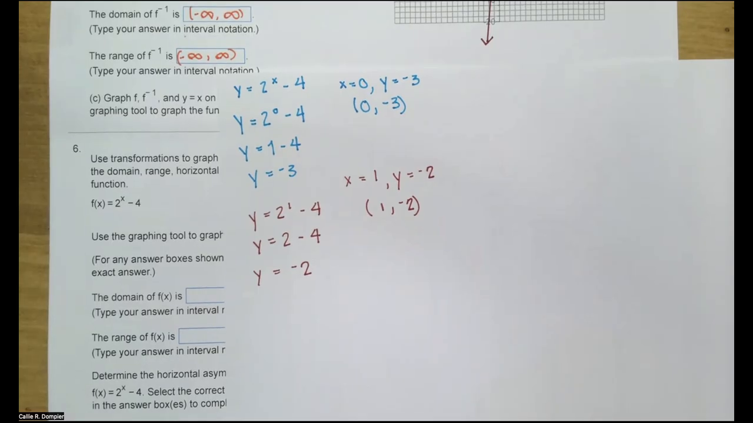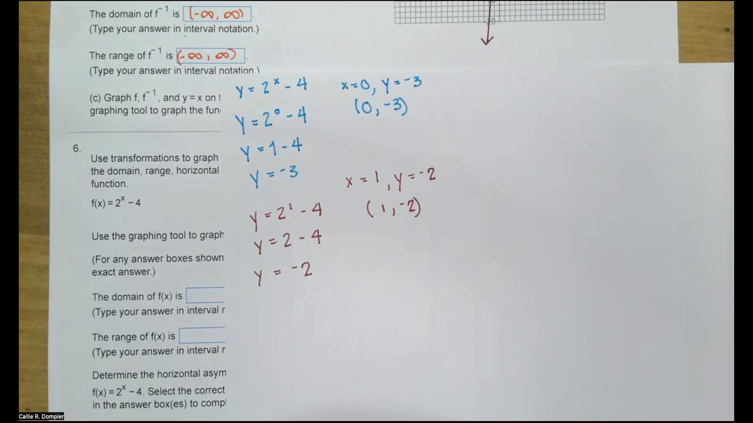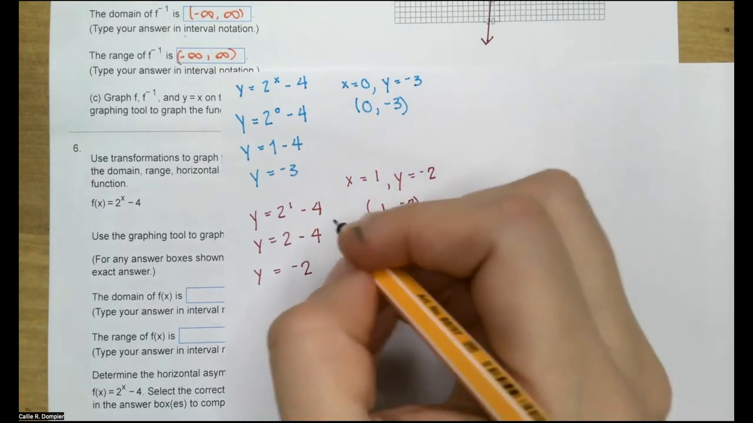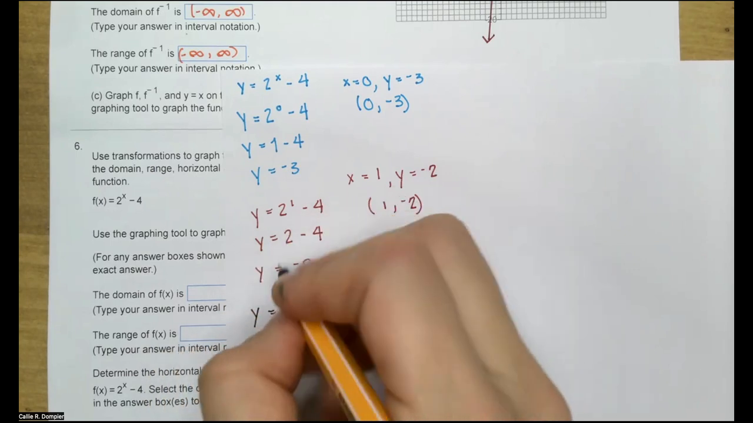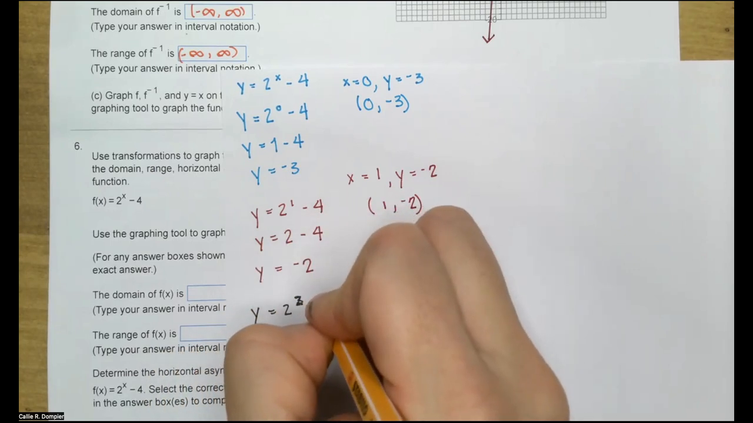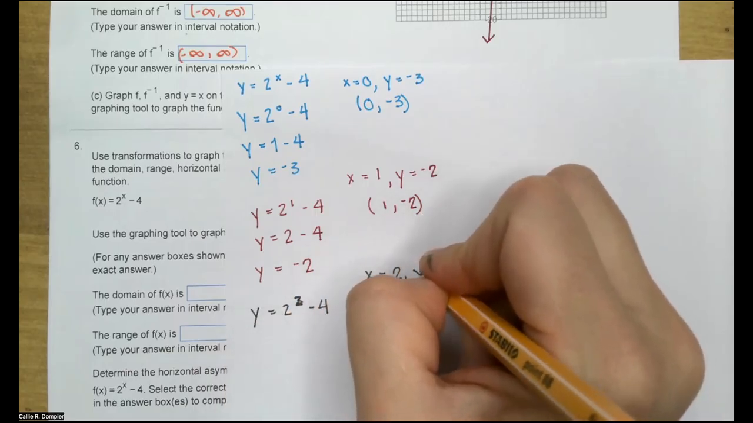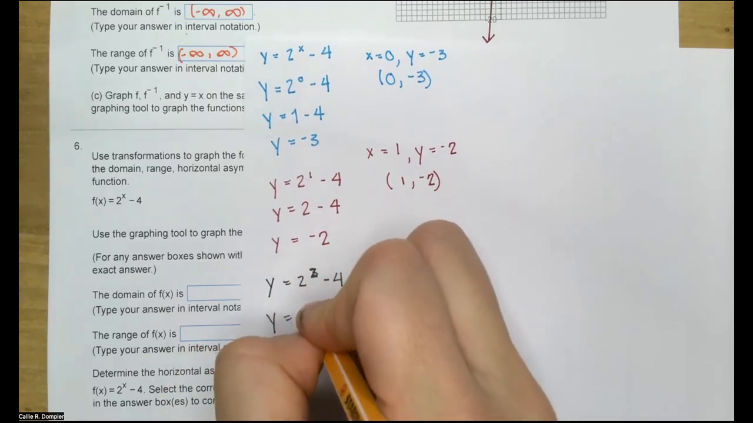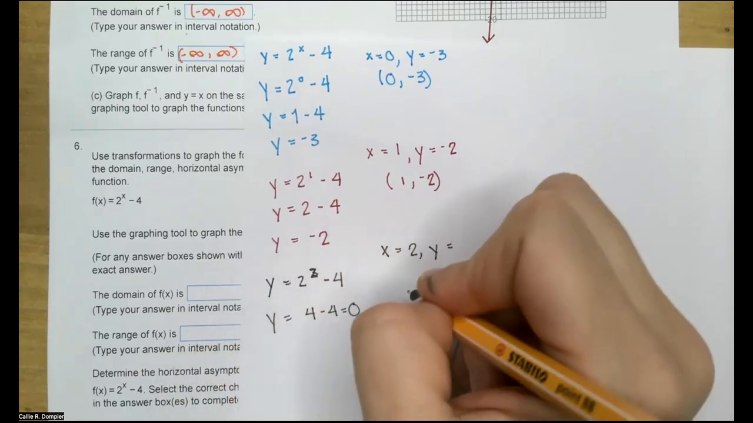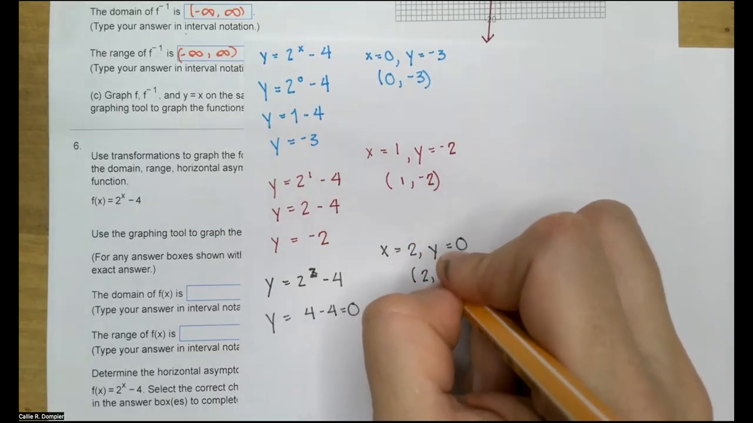Good. And then we can say number 3: y equals 2 to the power of x minus 4. When x is equal to 2, what is y equal to? 2 squared is 4, minus 4 is 0. So when x is equal to 2, y is equal to 0. So that'll be the point (2, 0).